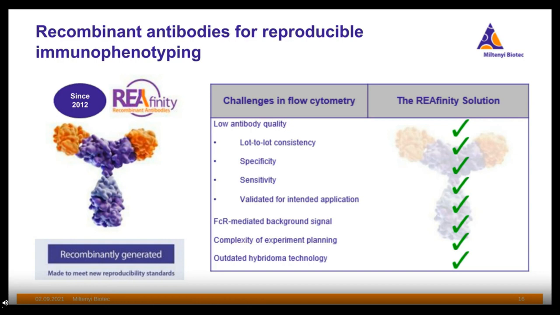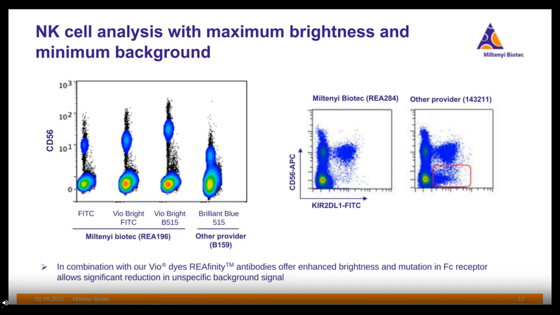What do I mean? I would like to show you here one example of data specifically for your NK cell analysis, as NK cells also are an important component and can be used for immunotoxicity studies. So here I show you two different data sets where our recombinant antibody was shown to perform better. In the left-hand picture, you can see the CD56 that is conjugated to different fluorochromes.